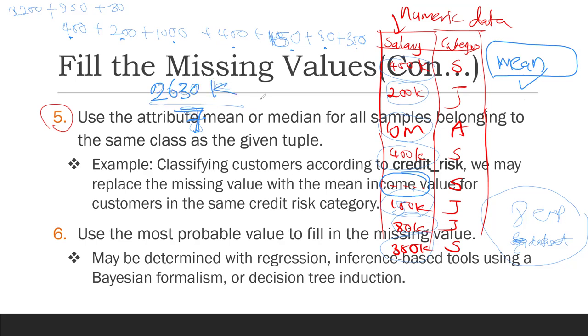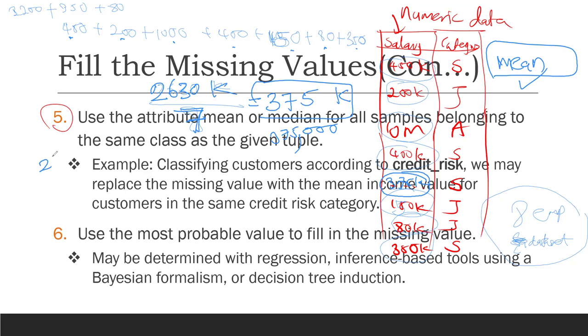2630K divided by 7. What is the value? Approximately, the mean salary is 375K. It means 375,000, 3,75,000. This is his salary in the normal way. So you need to fill this value with 375K, right?